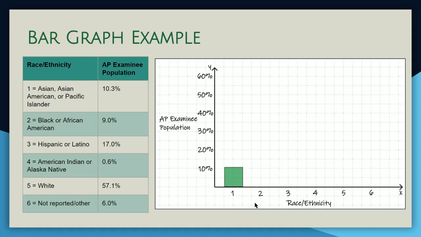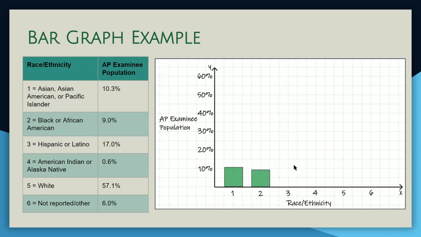When I go to draw my second bar, I'm going to skip a block and then make my next box right here. I'm also going to make my next box 2 boxes wide. And for row 2, Black and African Americans make up 9% of the AP examinee population. So just a little bit less than that 10%.